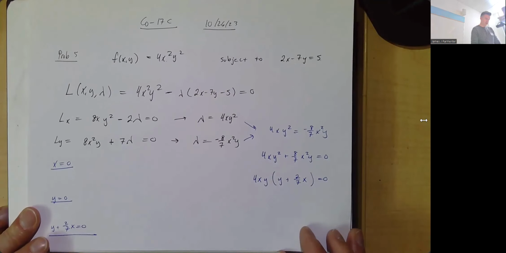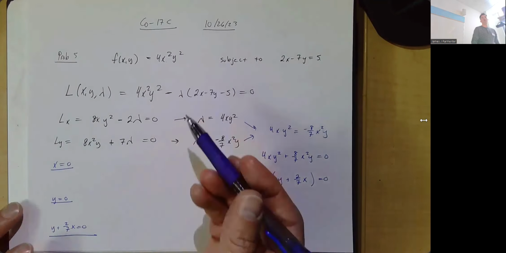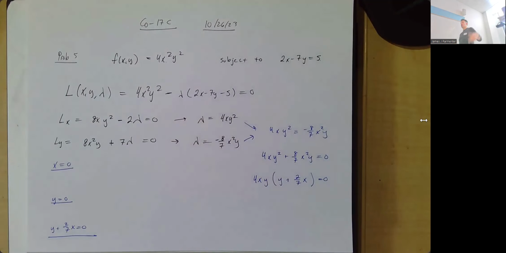So let's look at x equals 0. Once we have conditions like x equals 0 or y equals 0 or y equals something with x in it, where do we go back to now? Do we go back to the thing we're trying to maximize or minimize, or do we go back to the constraint? We go back to the constraint because it allows us to find the other thing essentially.